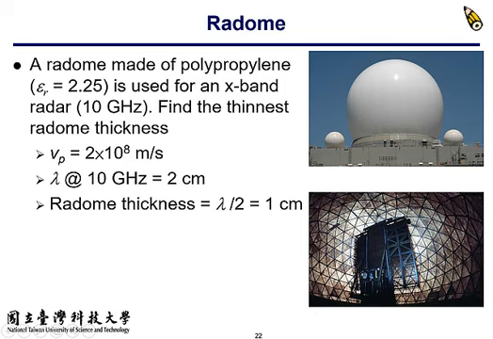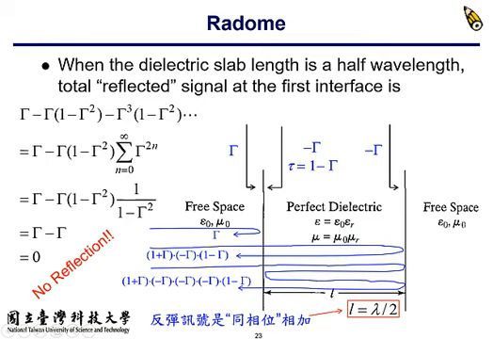And considering the frequency is 10 gigahertz, the wavelength will be 2 times 10 to the 8th divided by 10 to the 10th. Okay, so you got the result. The wavelength is 2 centimeters, which ends up with a radome thickness of 1 centimeter. It's a thin plastic material. Okay, and it looks transparent to the incident electromagnetic wave.